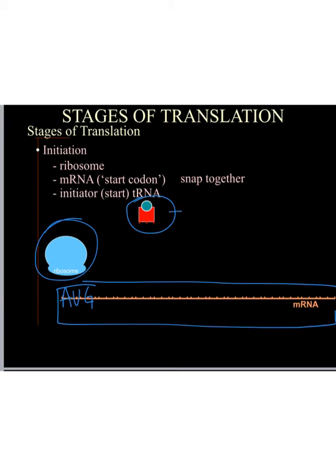So remember, AUG codes for the amino acid methionine, and that is the first amino acid, the first part of our growing chain for every peptide chain. So we need the three of these things to come together and bind and snap together all in one place, and that is known as initiation.